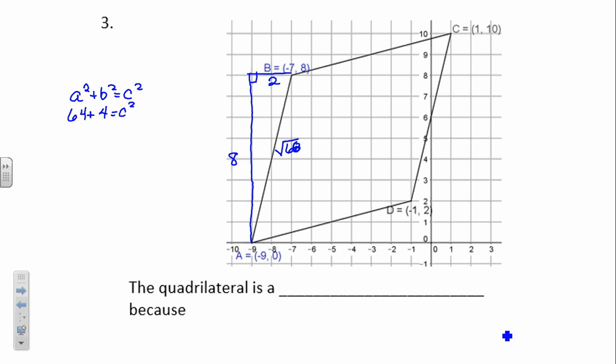Let's check. Are we still going 2 over and 8 up? Then you don't have to do any more calculations. You show me 2 and 8, and you just write square root of 68, and I'm happy. Okay, so the first one I said from A to B, I went up a total of 8 and went right 2. And so 8 squared plus 2 squared. I should have written that extra step out.